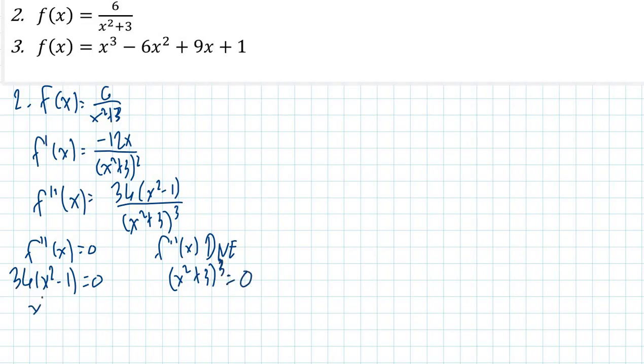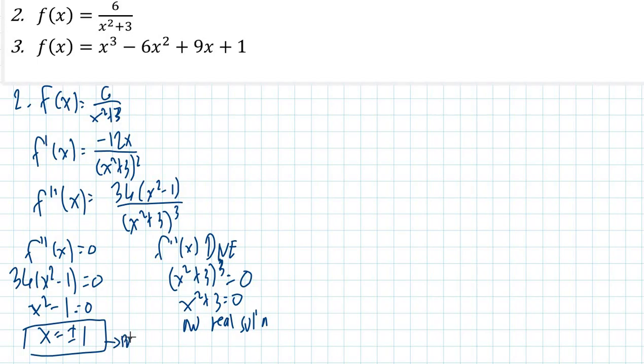So solving this, x squared minus 1 equals 0, then we have x equal to positive and negative 1. For the denominator, x squared plus 3 equals 0, but this has no real solution since it will become imaginary. So therefore, our only possible points of inflection are x equals 1 and negative 1.